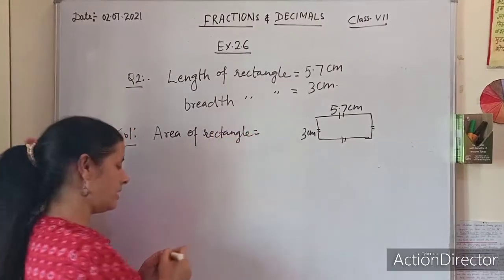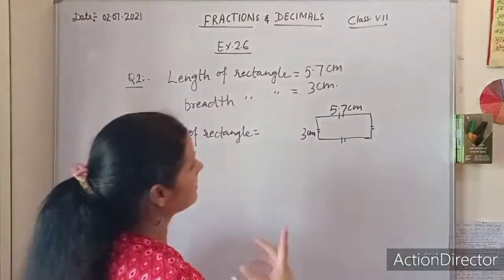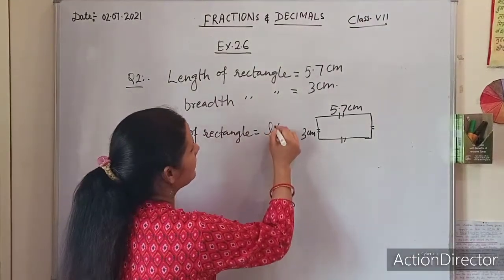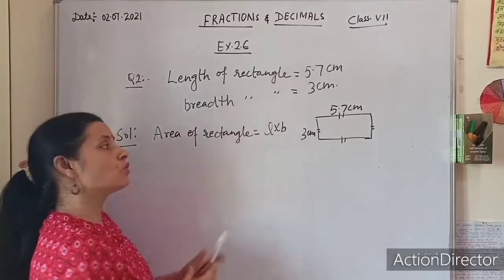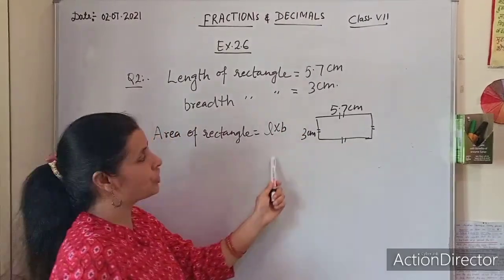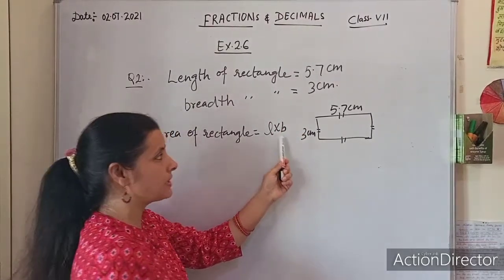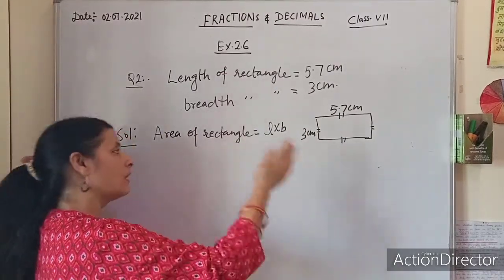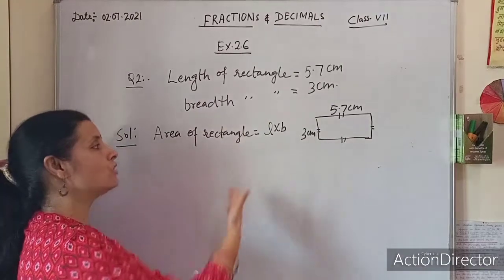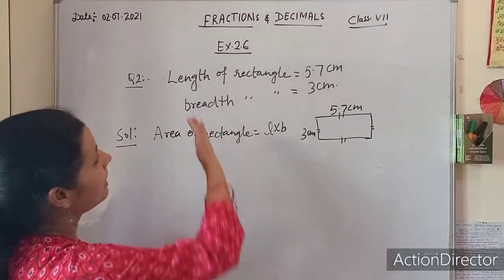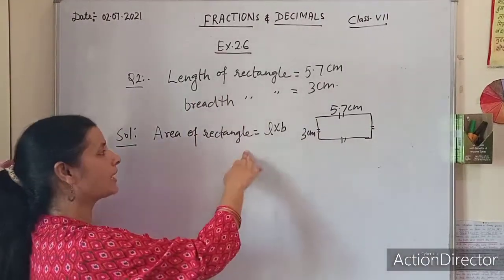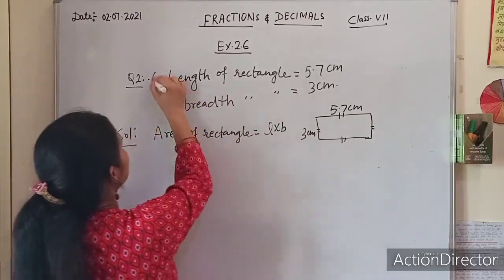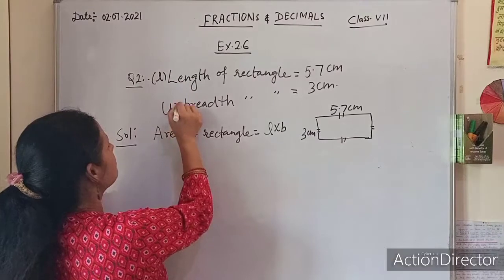How to find it? Just recall, the area of a rectangle equals length into breadth. L is the symbolic representation for length and B is the symbolic representation for the breadth. This is the formula by which we can find the area of a rectangle. So area of rectangle equals L into B, where L means length and B means breadth.